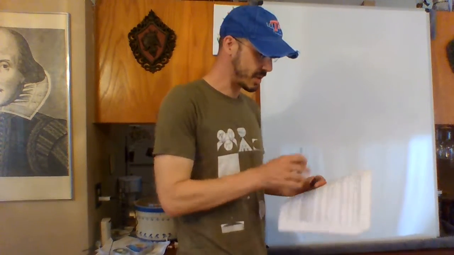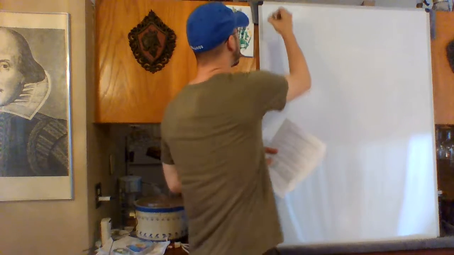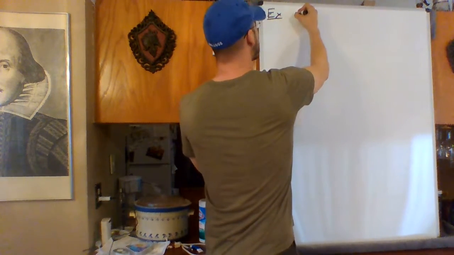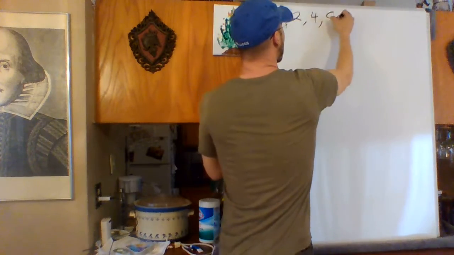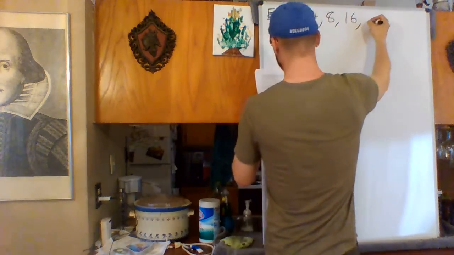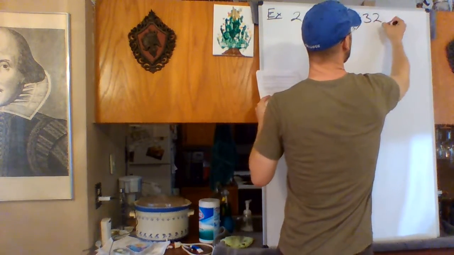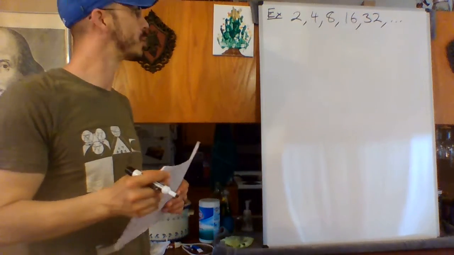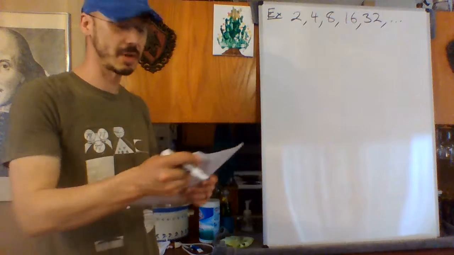Let's look at an example. Here's a sequence, 2, 4, 8, 16, 32, and you can imagine where it's going from there. That's kind of the point of the sequence. It's a pattern.